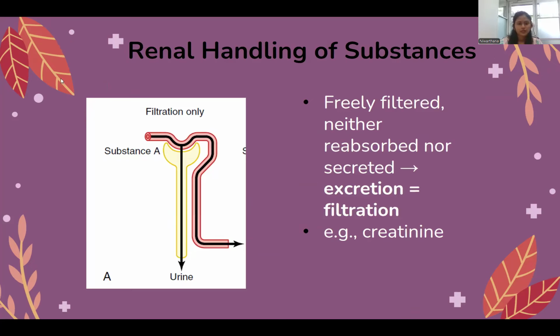There are substances that, when they come to the renal tubule, are neither reabsorbed nor secreted. So the whole substance passes into urine, and the excretion is similar to the filtered amount. An example is creatinine. When we want to excrete a substance fully, we do not reabsorb it, and it is not secreted either, and the whole amount is excreted in the urine.